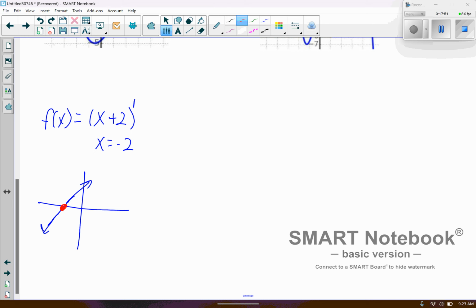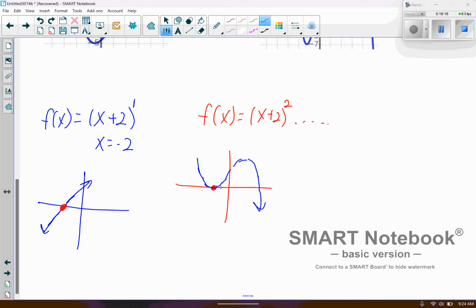But if I have something like f of x equals x plus 2 squared, maybe with some other stuff there, what's going to happen is when I hit the x-axis at -2, it could be from up above or down below, but either way, it's going to come down, touch, bounce off, and then go back up or something like that. There might be more to it, but the multiplicity at that x-intercept will determine how it looks when it hits the x-axis or bounces off of it.